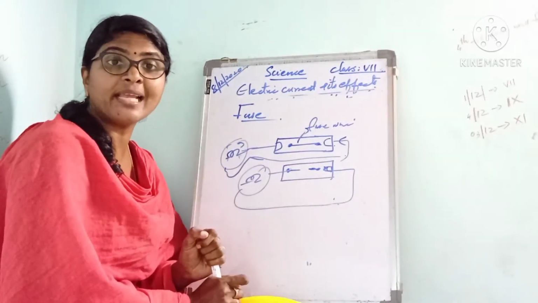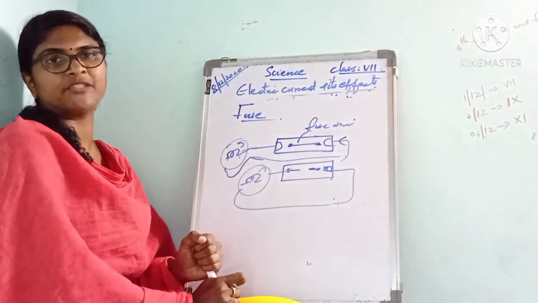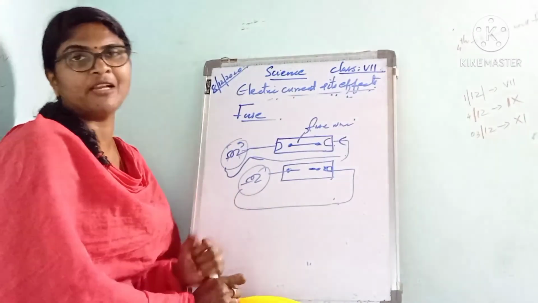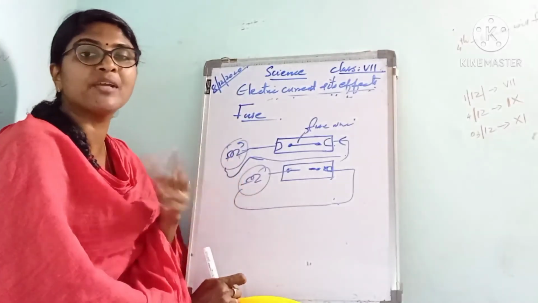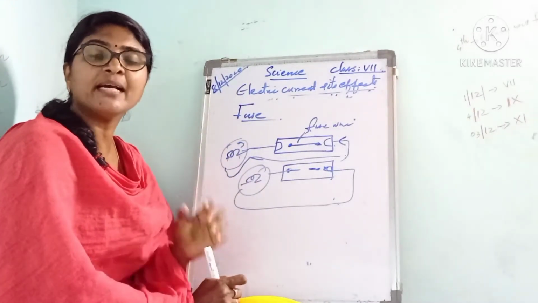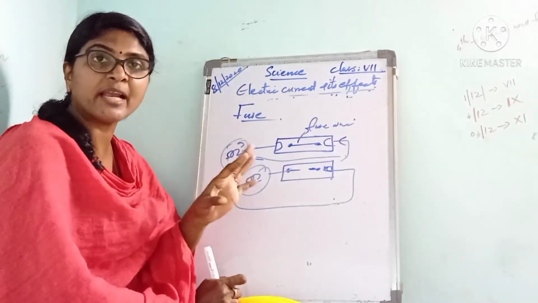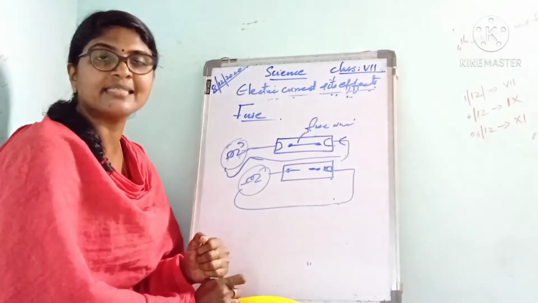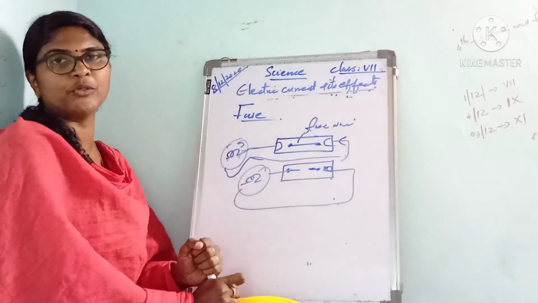It quickly melts when its temperature crosses the safe limit. Suppose the temperature crosses the safe limit, it quickly melts. And when the fuse wire melts, the electric circuit breaks and the electric current is prevented from flowing in the circuit.